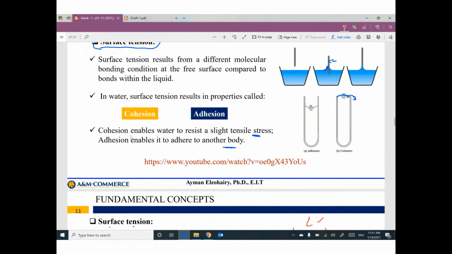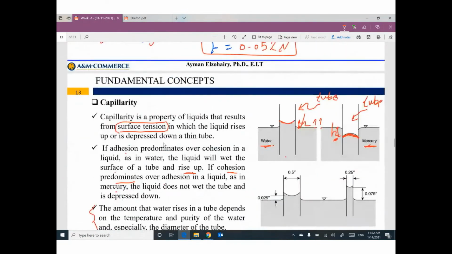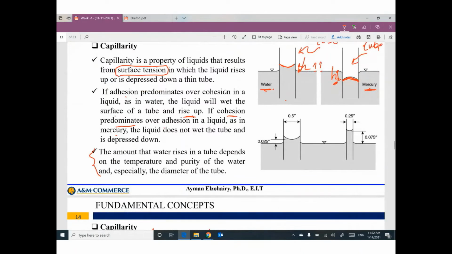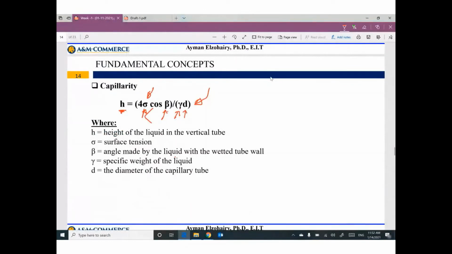Cohesion enables water to resist slight tensile stress. Adhesion enables it to adhere to another body. So based on the relation between cohesion and adhesion, we can expect the liquid will rise or the liquid will be depressed down in the tube. Based on this concept, we can figure out the amount of this height inside the tube using this relationship.